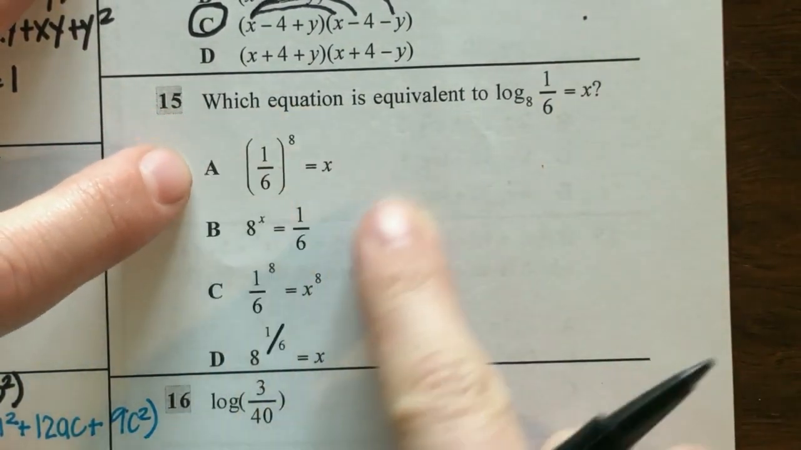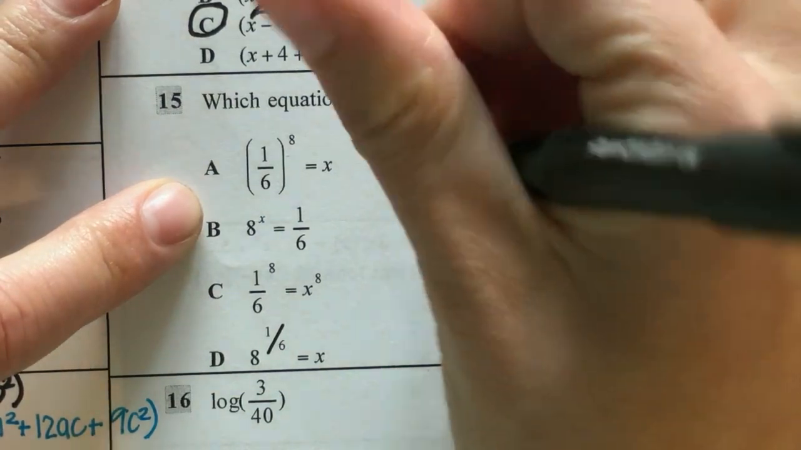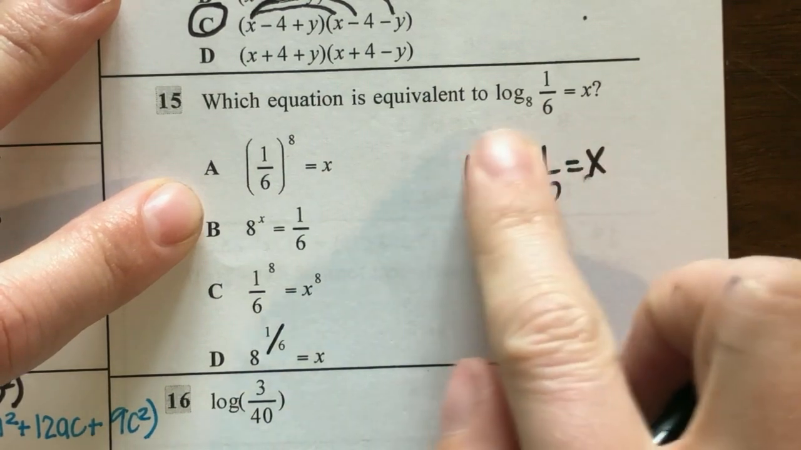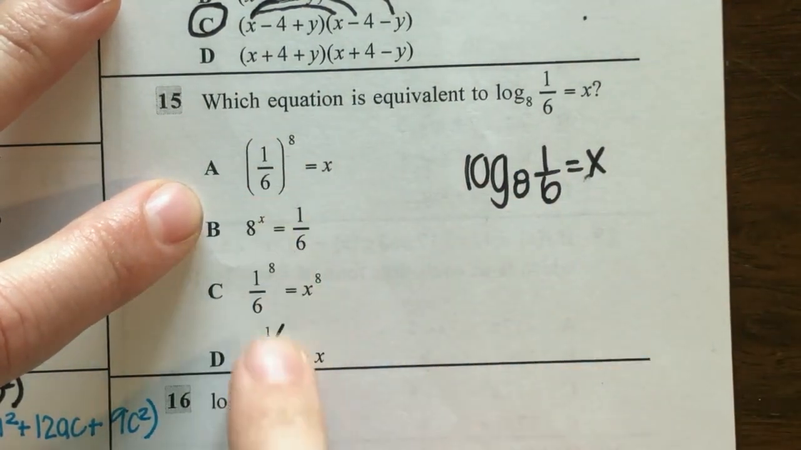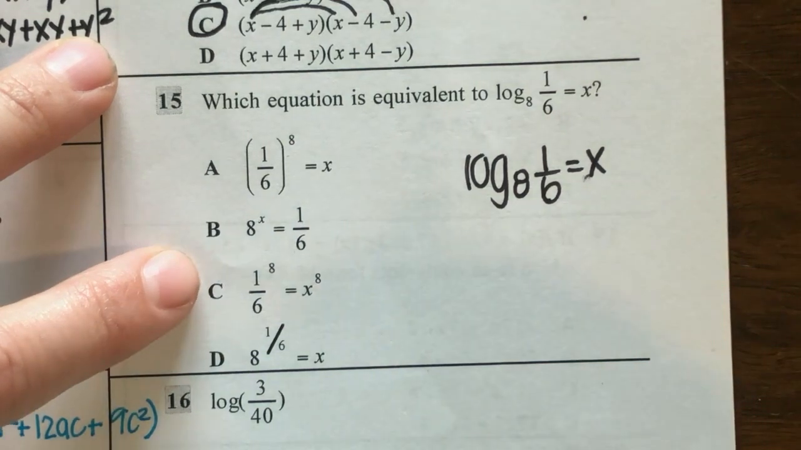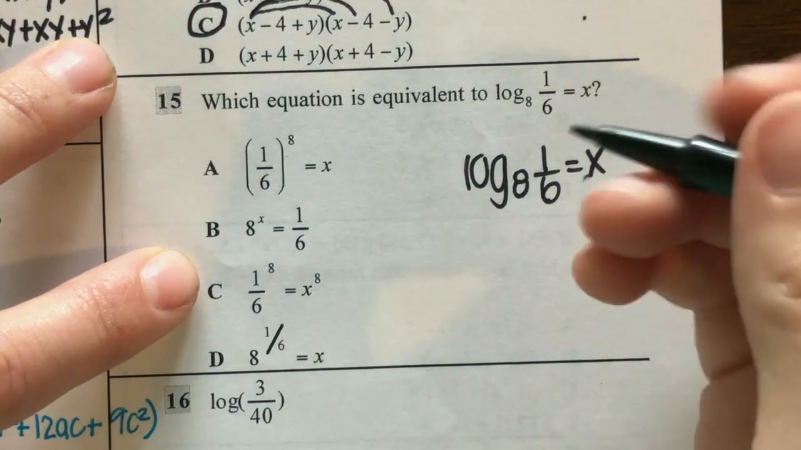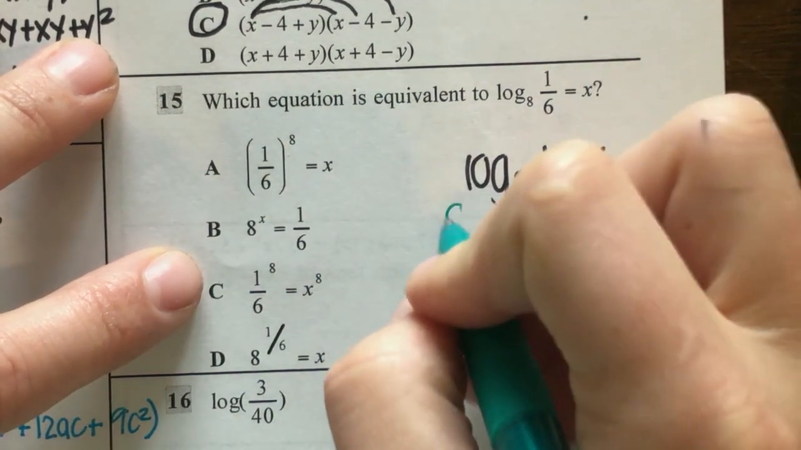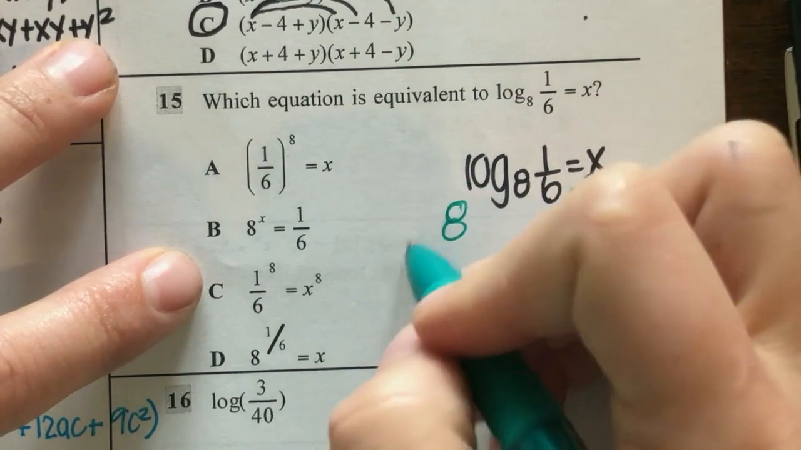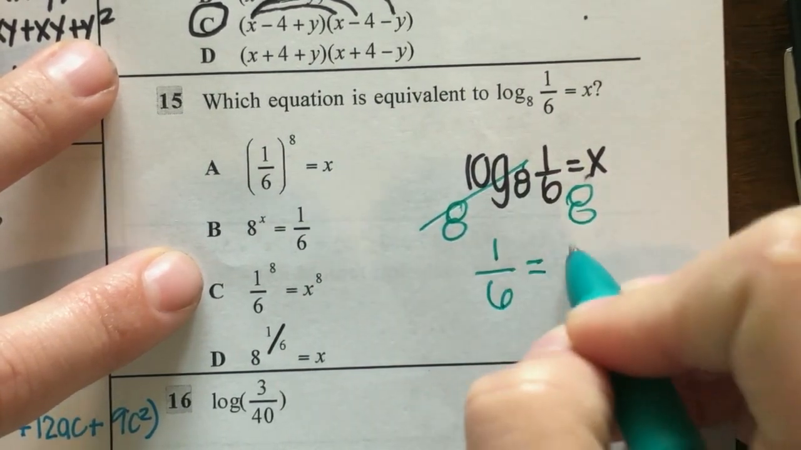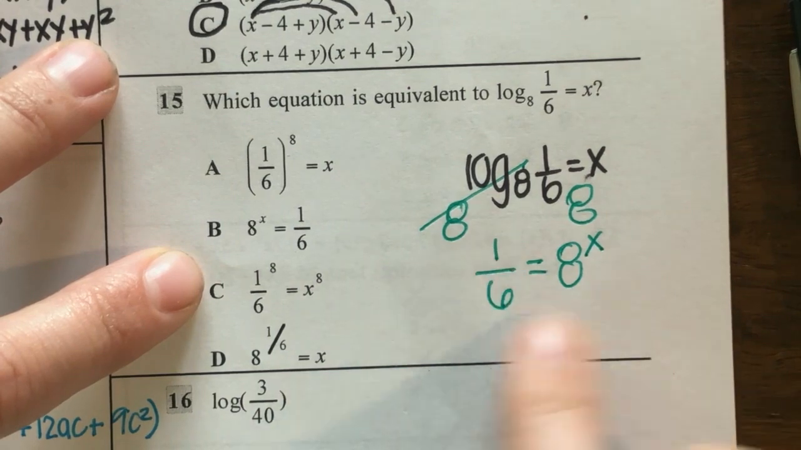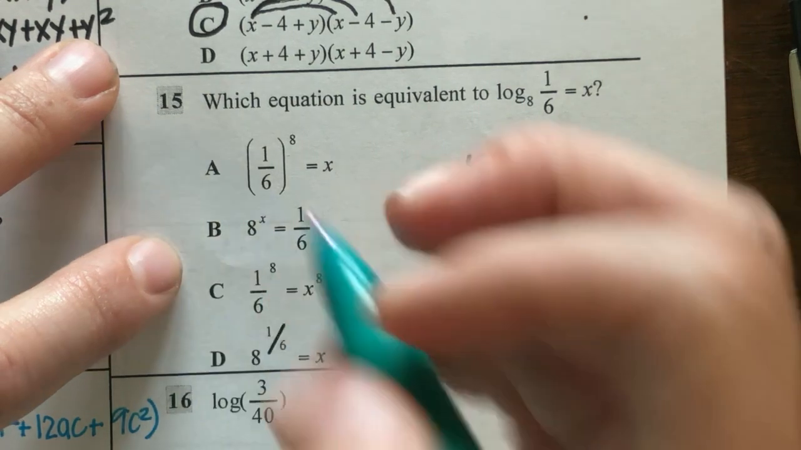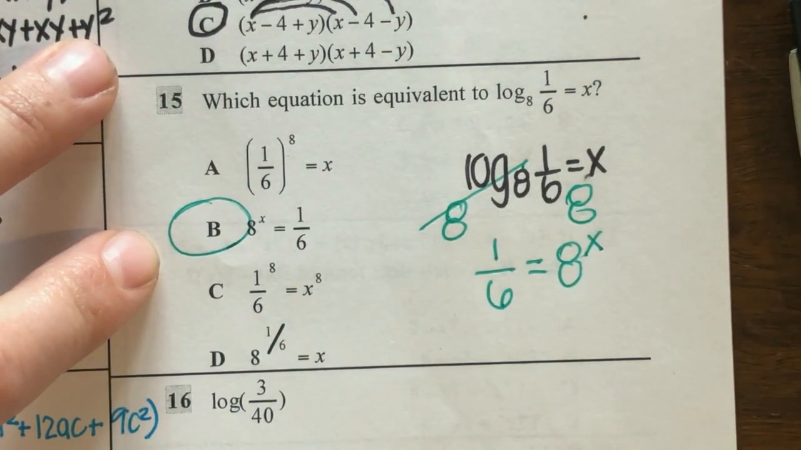Number 15, we're looking for the equation that's equivalent to this. So if I had log base 8 of 1 over 6 equals x, and if I were going to rewrite this, it looks like they're rewriting using exponents. We know that there's different ways to do this. I'm going to actually raise both sides using my 8, my exponent. So that big 8 cancels out to give me 1 over 6 is equal to 8 to the x power. So that's one way to do it. I think that's the easiest way. If you were to rewrite that, you would get B as your answer.